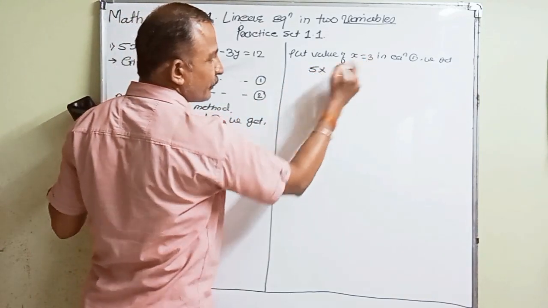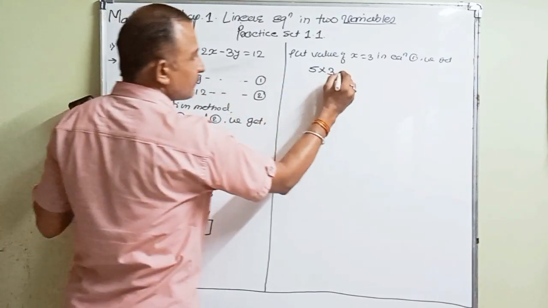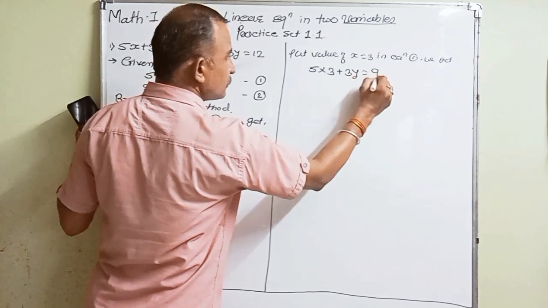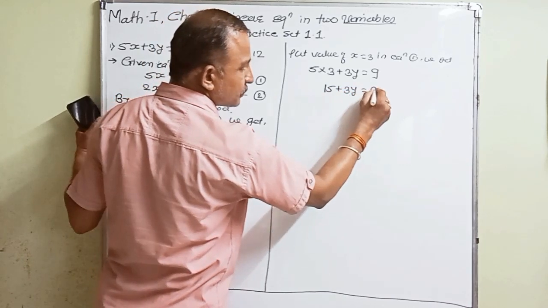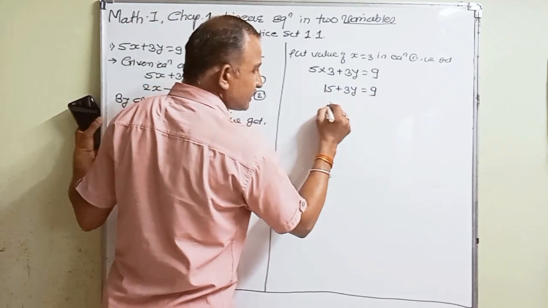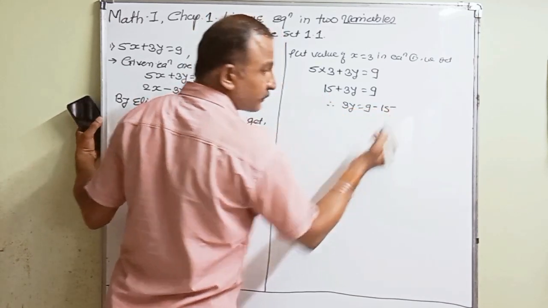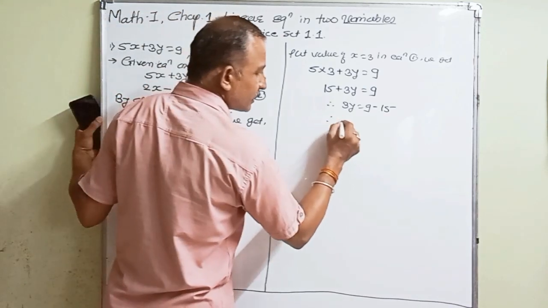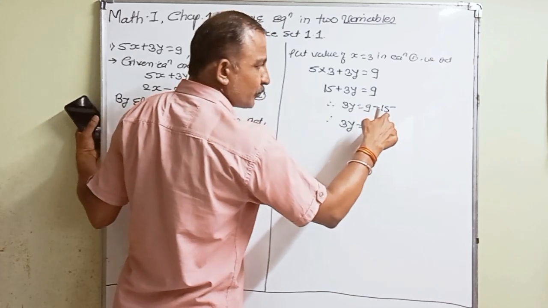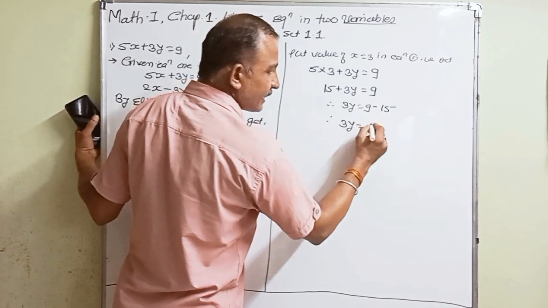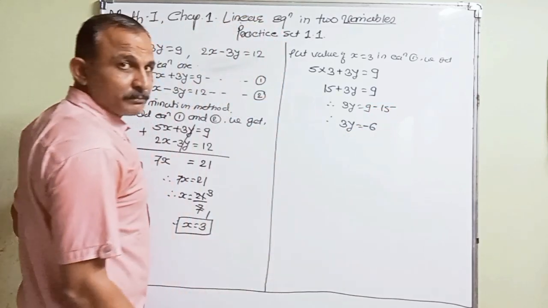So 5 into x, the value of x we get is 3. So we put here 5 into 3 plus 3y is equal to 9. So what is it? 3 5s are 15 plus 3y is equal to 9. So it is also a linear equation, that is 3y is equal to 9 minus 15. This is plus here, it goes to minus. So 3y is equal to minus 15 plus 9. The bigger number is 15, so we subtract 9 from 15, then we get 6, and the bigger number is 15, so it is minus. So it is minus 6.